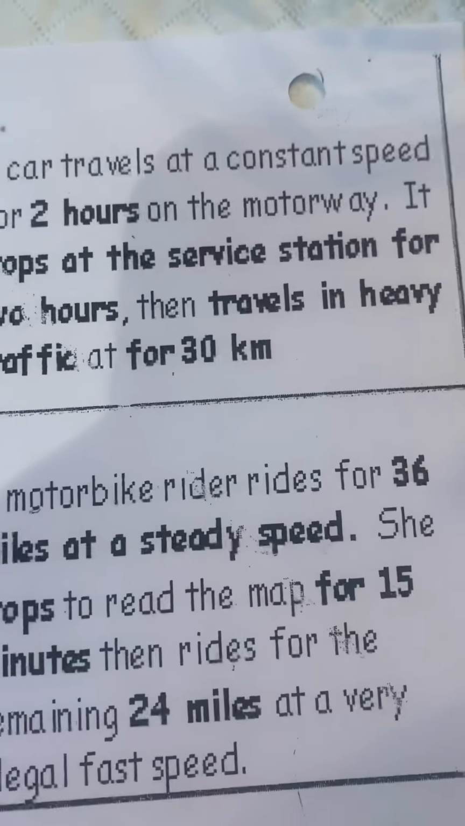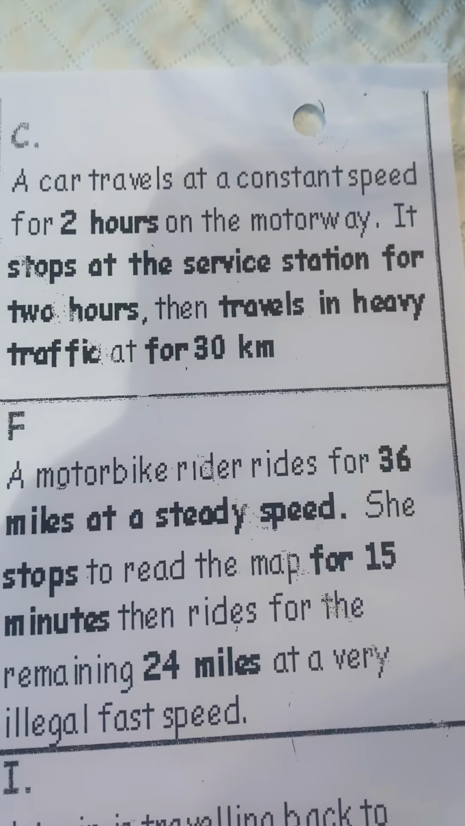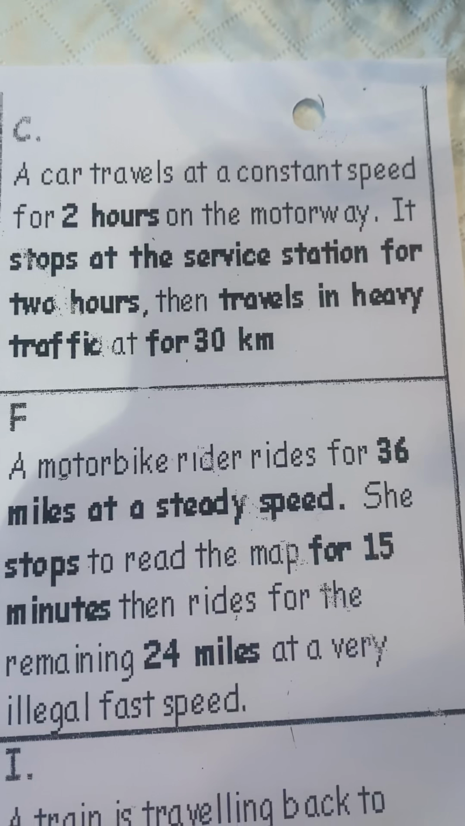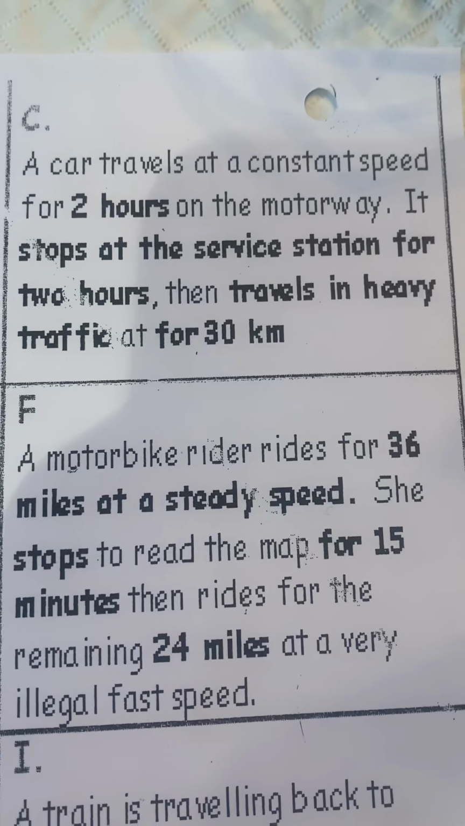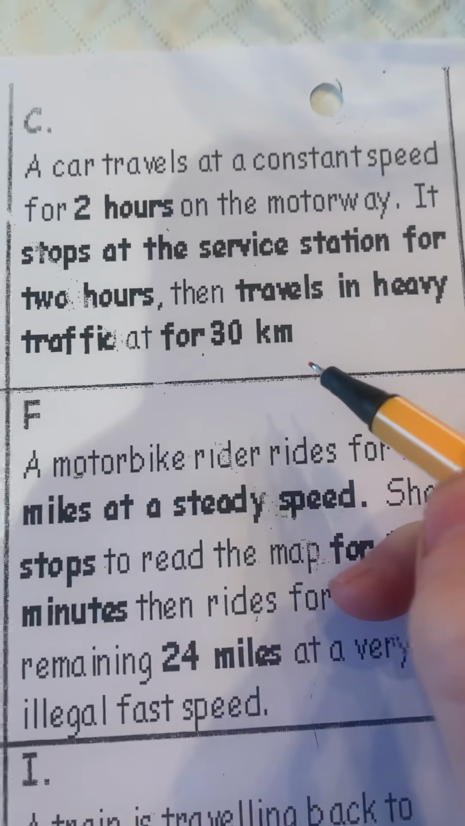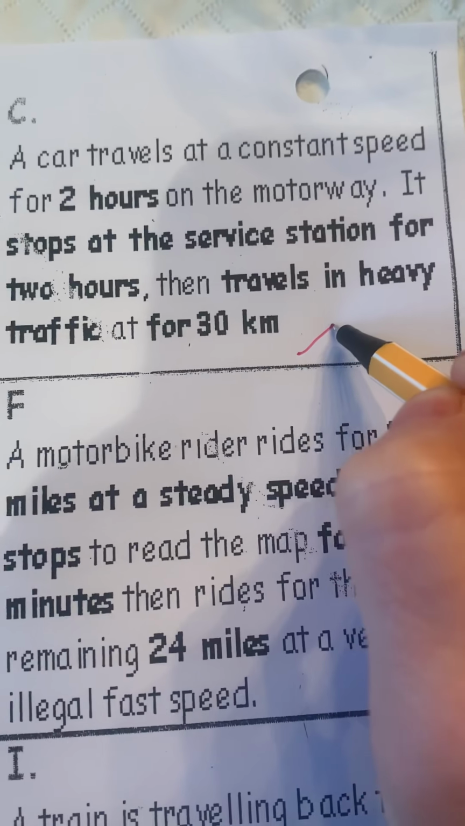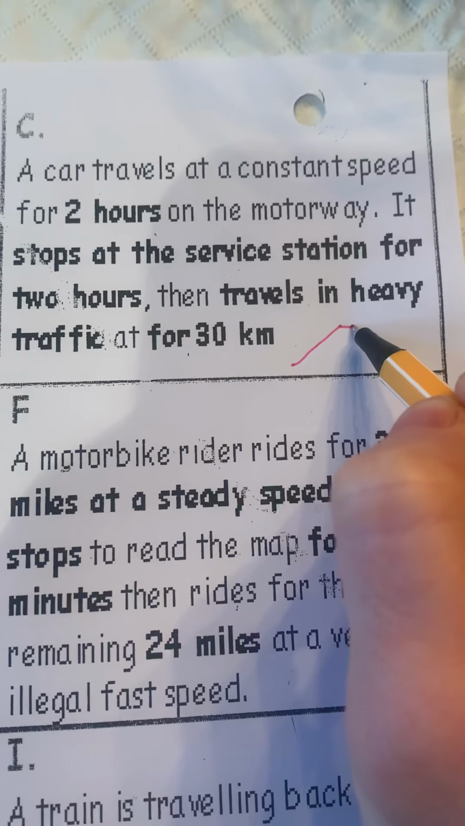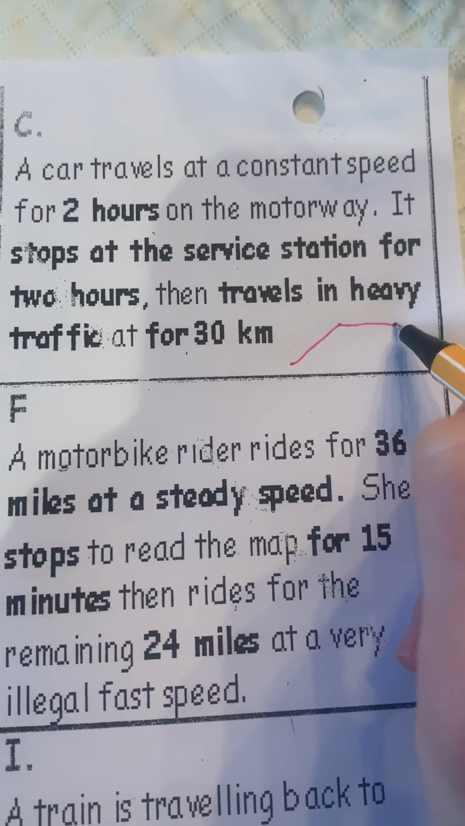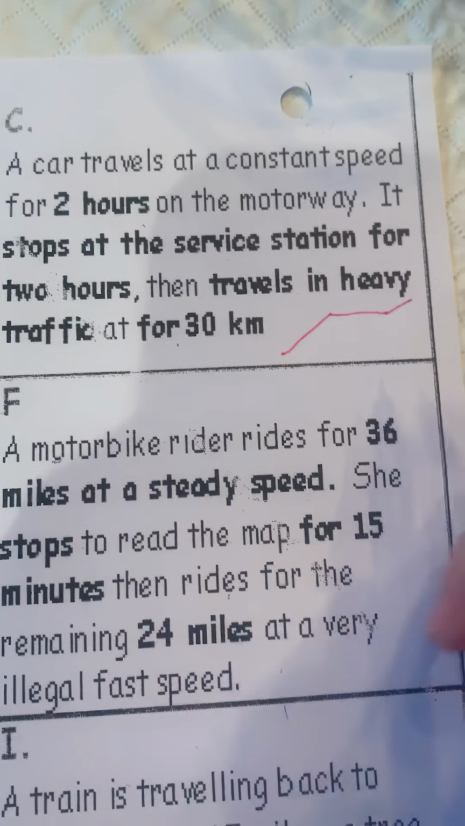Okay, C. A car travels at a constant speed for 2 hours on the motorway. It stops at a service station for 2 hours, then travels in heavy traffic for 30 minutes. So a car travels at a constant speed for 2 hours. It stops for 2 hours and then travels in heavy traffic, so it's not going to go very fast, for 30 minutes. So it's going to look something like that.